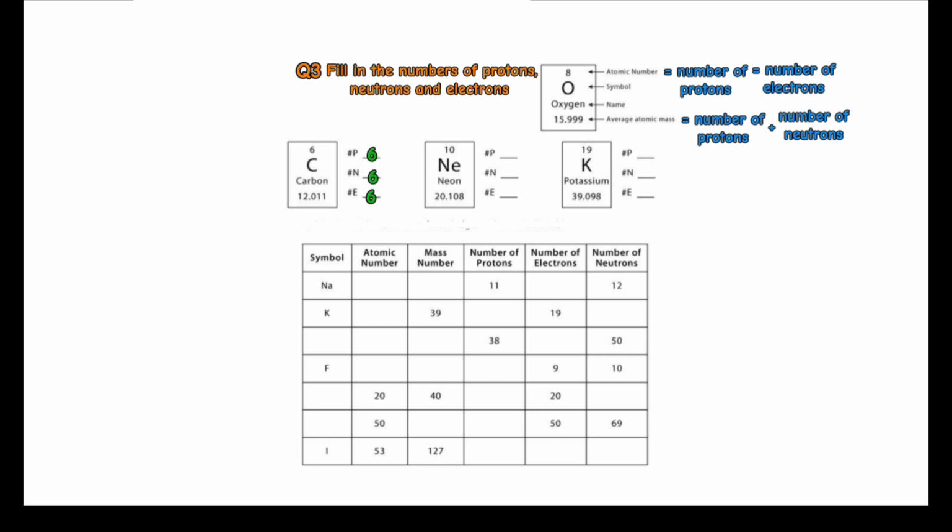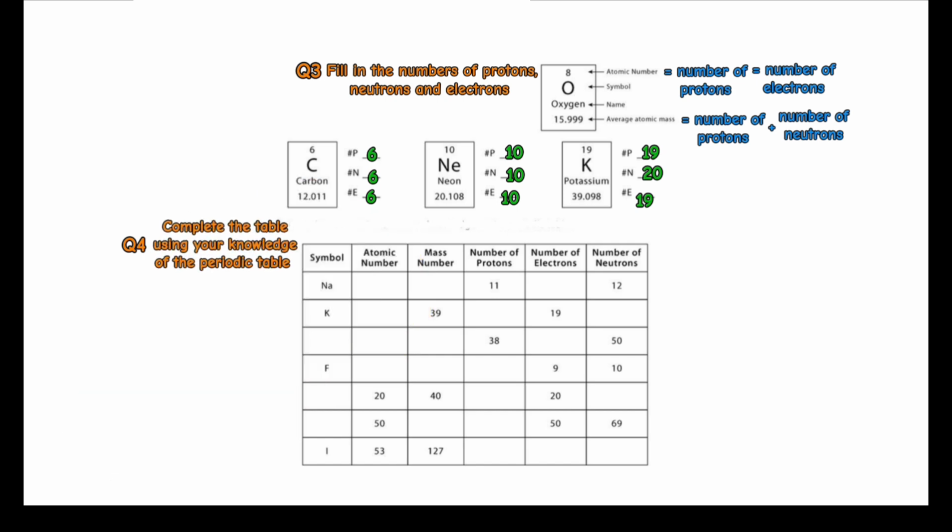For neon, the number of protons is 10. So the number of electrons is 10. And the number of neutrons is equal to 20 minus 10 equal to 10. For the potassium element, the number of protons is 19, so the number of electrons is 19, and the number of neutrons is equal to the average atomic mass minus the number of protons, equal to 39 minus 19 equal to 20. Question number 4.